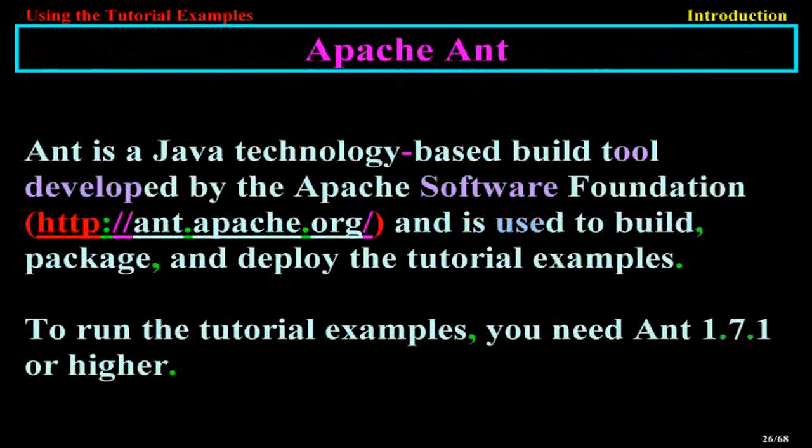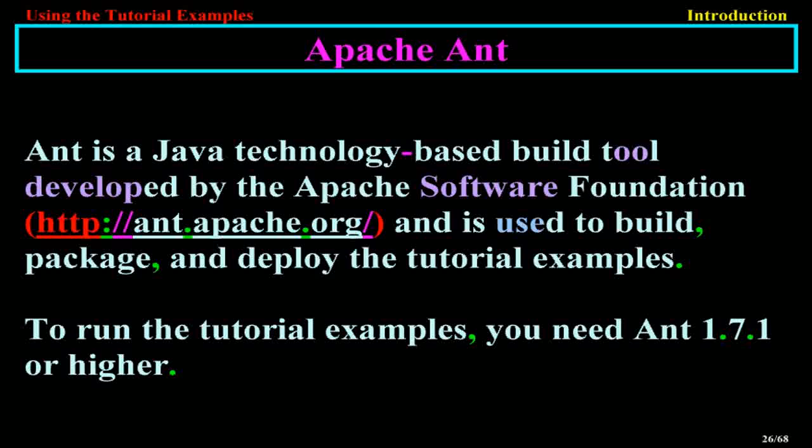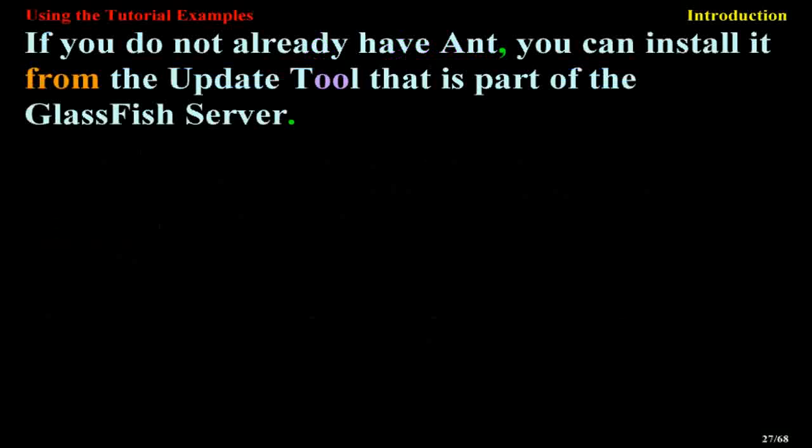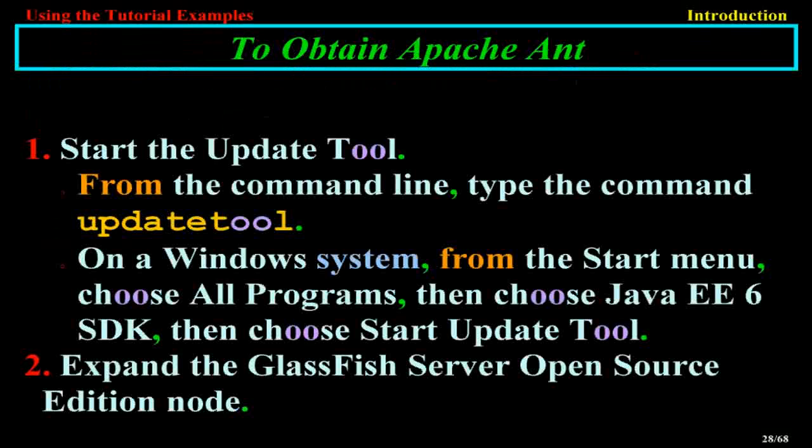http://ant.apache.org, and is used to build, package, and deploy the tutorial examples. To run the tutorial examples, you need Ant 1.7.1 or higher. If you do not already have Ant, you can install it from the update tool that is part of the GlassFish Server. To obtain Apache Ant, start the update tool.